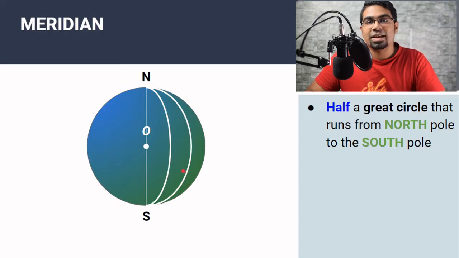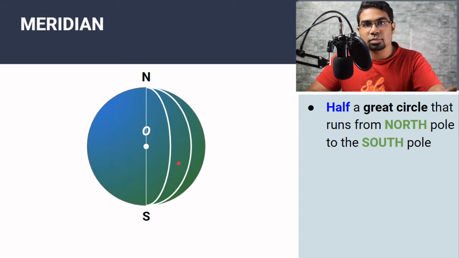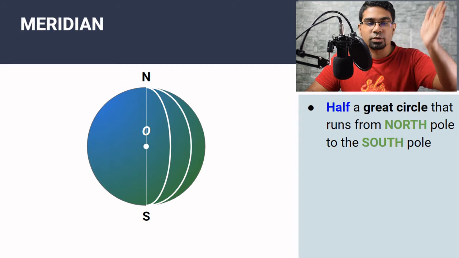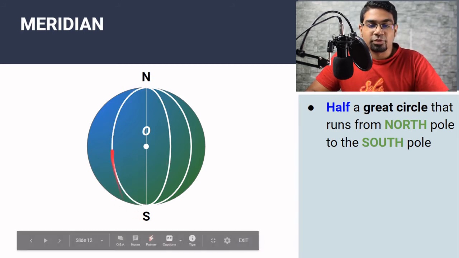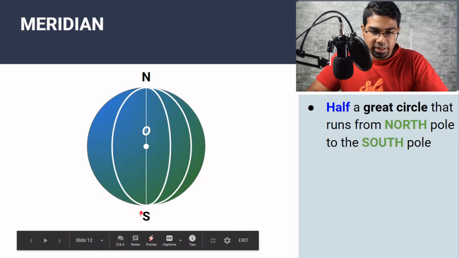A meridian is essentially half a great circle, but it must specifically come from the North Pole to the South Pole. It's half a great circle that goes from the North Pole to the South Pole. Actually, the direction doesn't matter. It can be from South Pole to North Pole as well. These are examples of meridians. These are half of great circles that pass through the North and the South Pole.